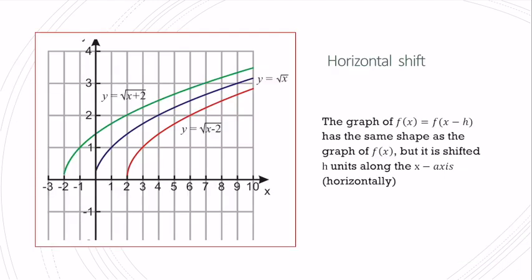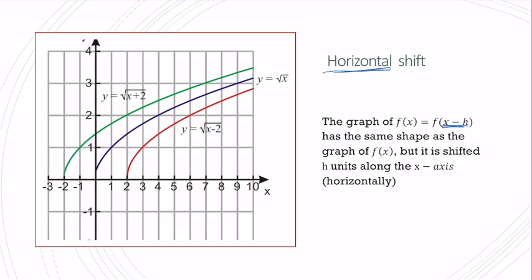So I can shift my graphs up and down by adding to our function, but I can shift my graph left and right by subtracting from what's under the radical. And one thing we have to notice is that it's a little opposite, and we'll see why that is as we graph a few examples.